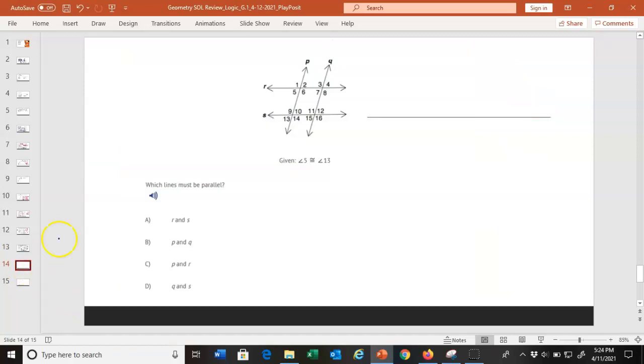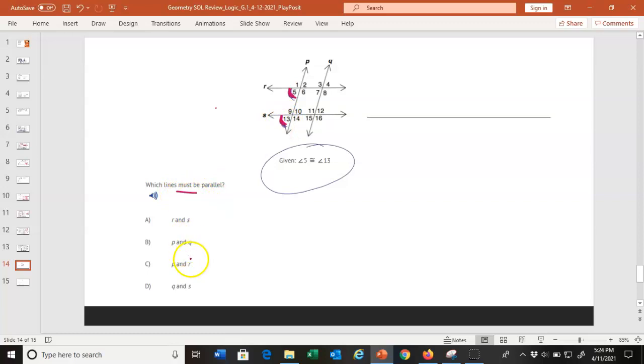All right, this one says, I'm going to give you that angle 5 and angle 13 are congruent. That's the only thing you know for sure, that these two angles are equal. I really want a different color to make it pop. There we go. Which lines must be parallel?